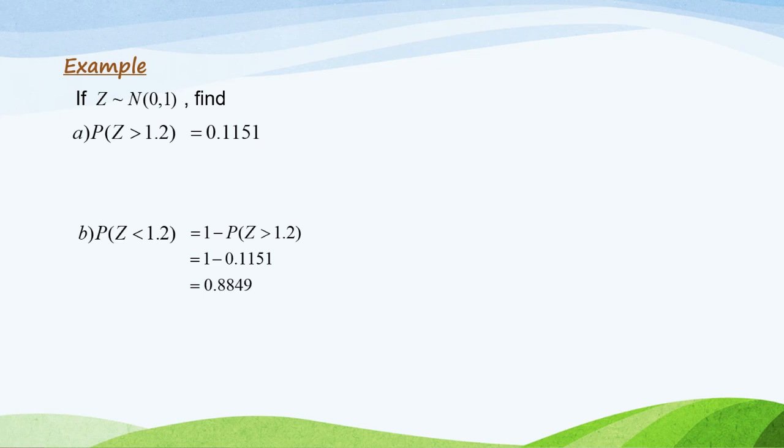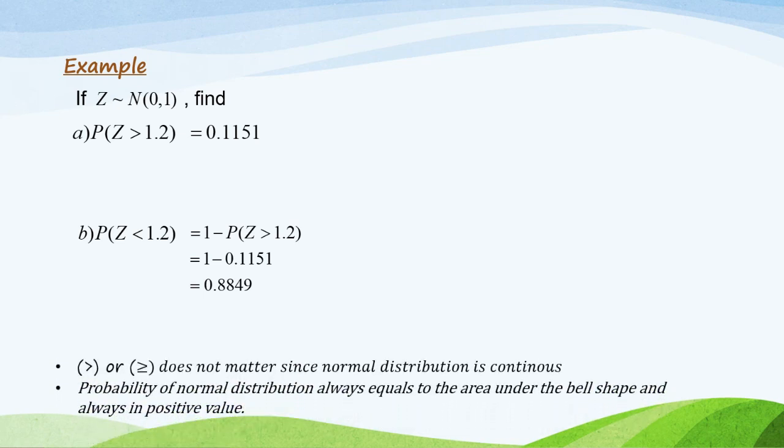So this is the remark: whether it is greater than or greater than or equal to, the symbol does not matter, since it is a normal distribution and a continuous random variable. The probability of a normal distribution always equals the area under the bell shape and is always a positive value.